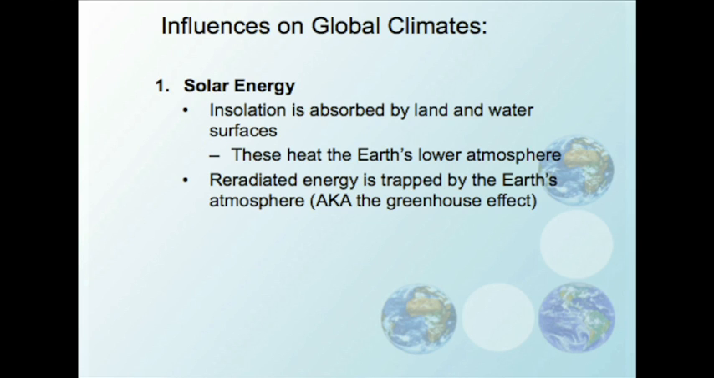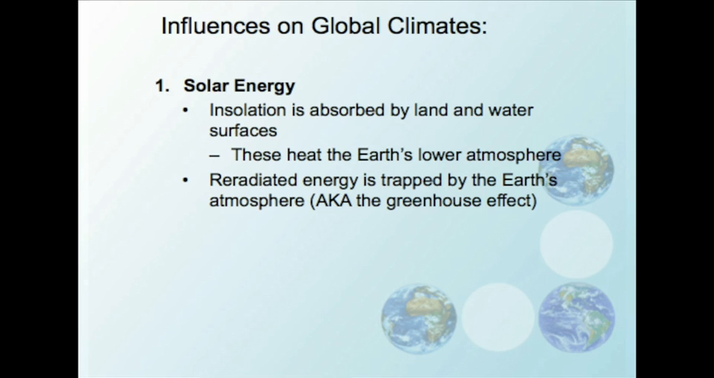We can think about solar energy as insolation or incoming solar radiation, which is absorbed by the land and water surfaces on the Earth. This heats the Earth's lower atmosphere, which is sort of counterintuitive. We would think that the upper atmosphere, which is closest to the sun, would actually experience more heating. But the reality is that most of the sun's energy passes through the Earth's atmosphere, and then it's absorbed by the surface of the Earth and re-radiated from that surface.